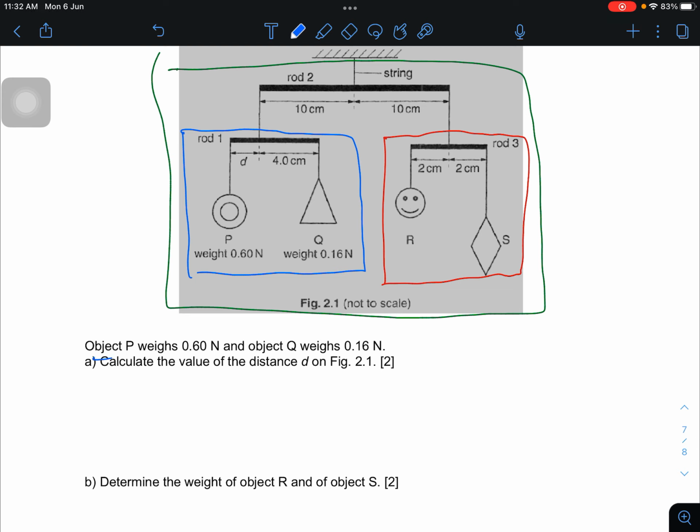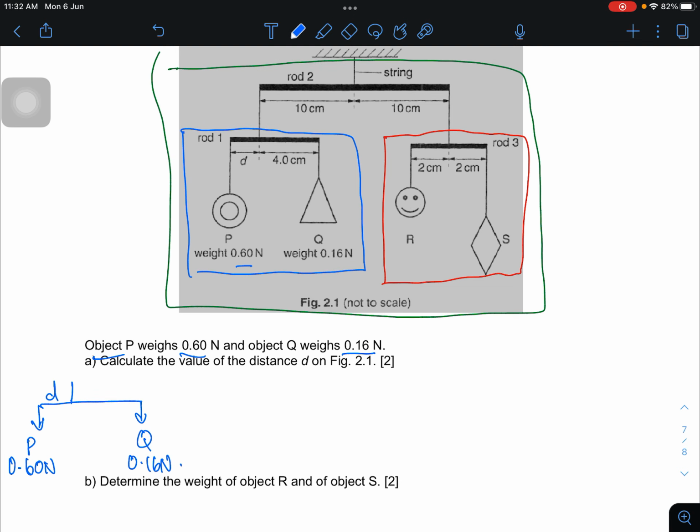Question, you see? Object P weighs 0.6 Newton. So this is 0.6 Newton. And object Q weighs 0.16 Newton, right? So let's look at the blue box, my system 1. I'm just going to redraw everything. So over here, it's like that. This is P, this is Q. P is 0.6 Newton, Q is 0.16 Newton. This is distance D, and this is 4.0 cm.